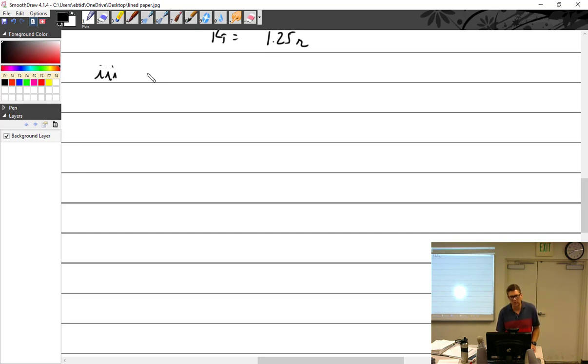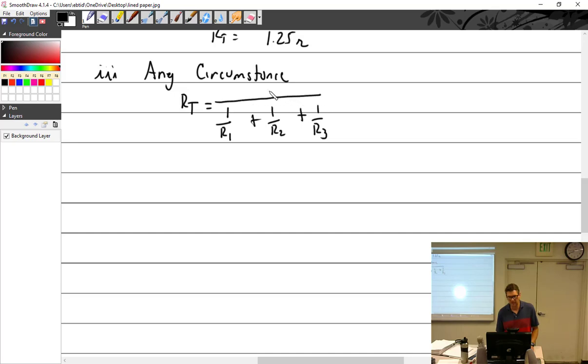So then there's this one that you can use for any circumstance. In my little brain, I'm just going to remember this one because it works all the time for everything. And that is 1 over R1 plus 1 over R2 plus 1 over R3, and all of that 1 over.